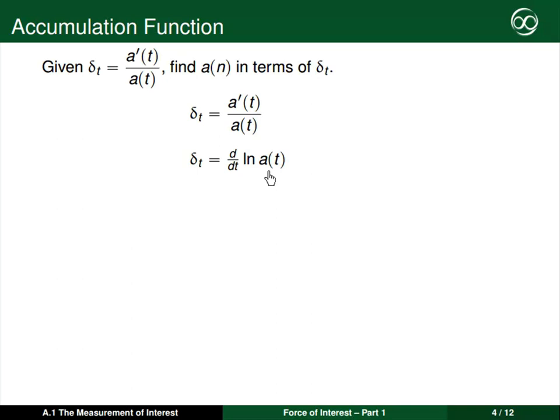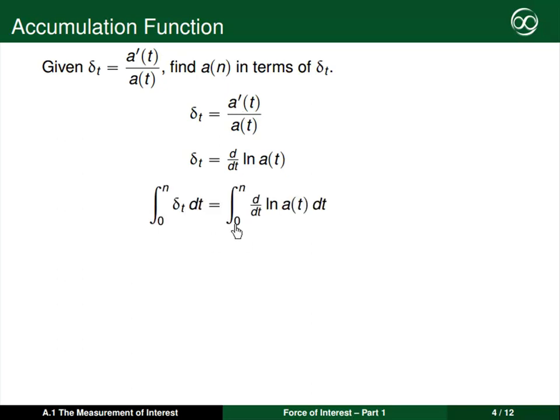If you remember how to take the derivative of the natural log of something, it's 1 over that something times the derivative of that something, because you're applying the chain rule. So in other words, the derivative of the natural log of some function is 1 over that function times the derivative of that function. And now what we can do is integrate both sides.